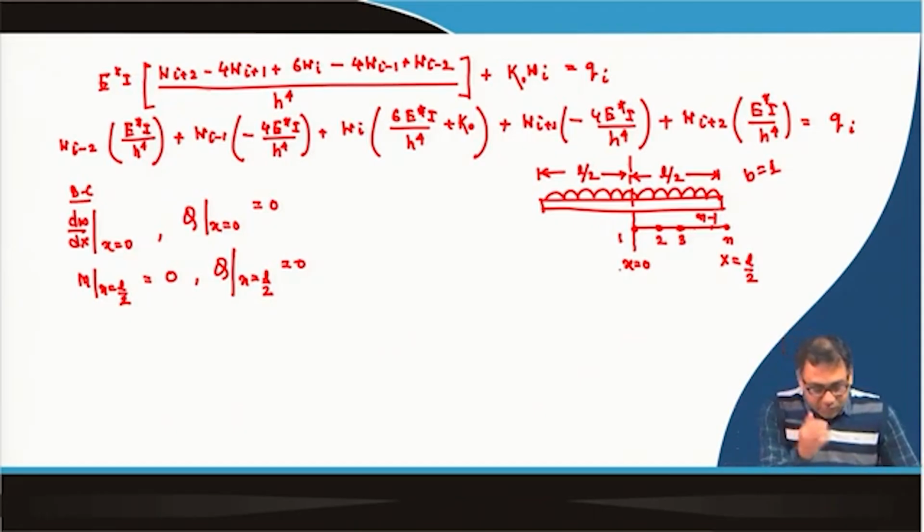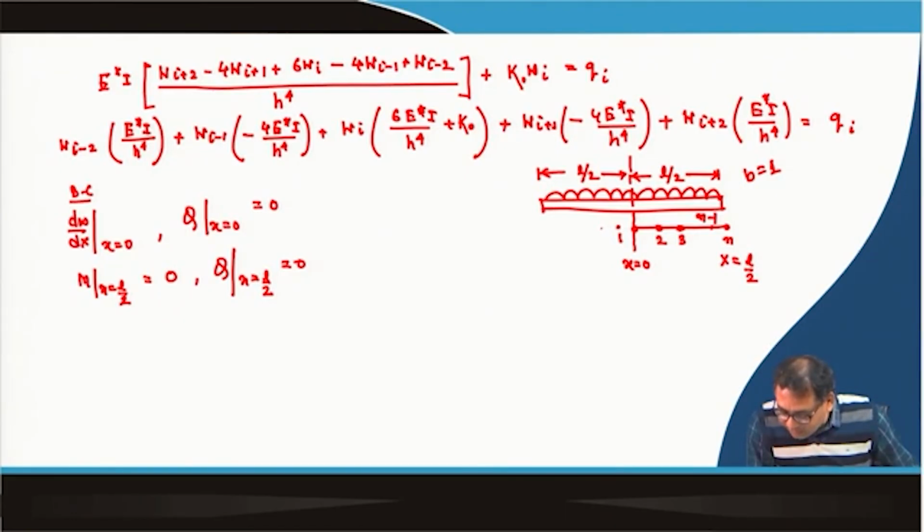Due to symmetry, the slope is 0, and as we are applying the UDL, the shear force at the center is 0, and it is a free end beam. So, the bending moment at the edge of the beam is 0 and the shear force is also 0. Now, to apply these equations we need the help of some imaginary nodes. So, these nodes are called imaginary nodes.